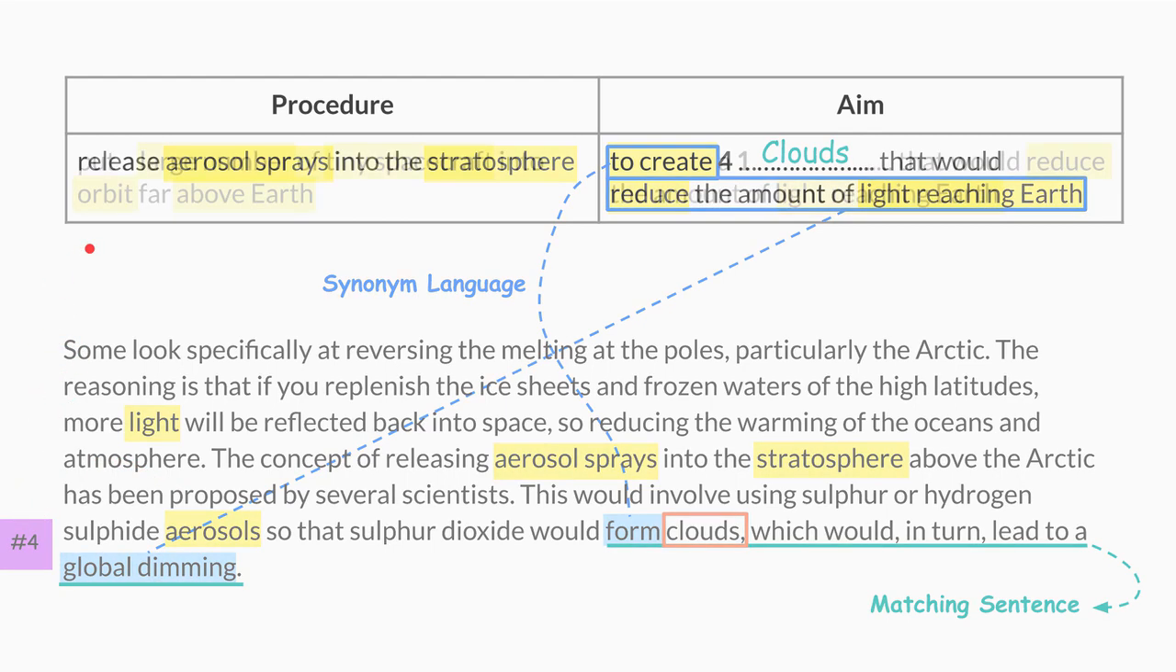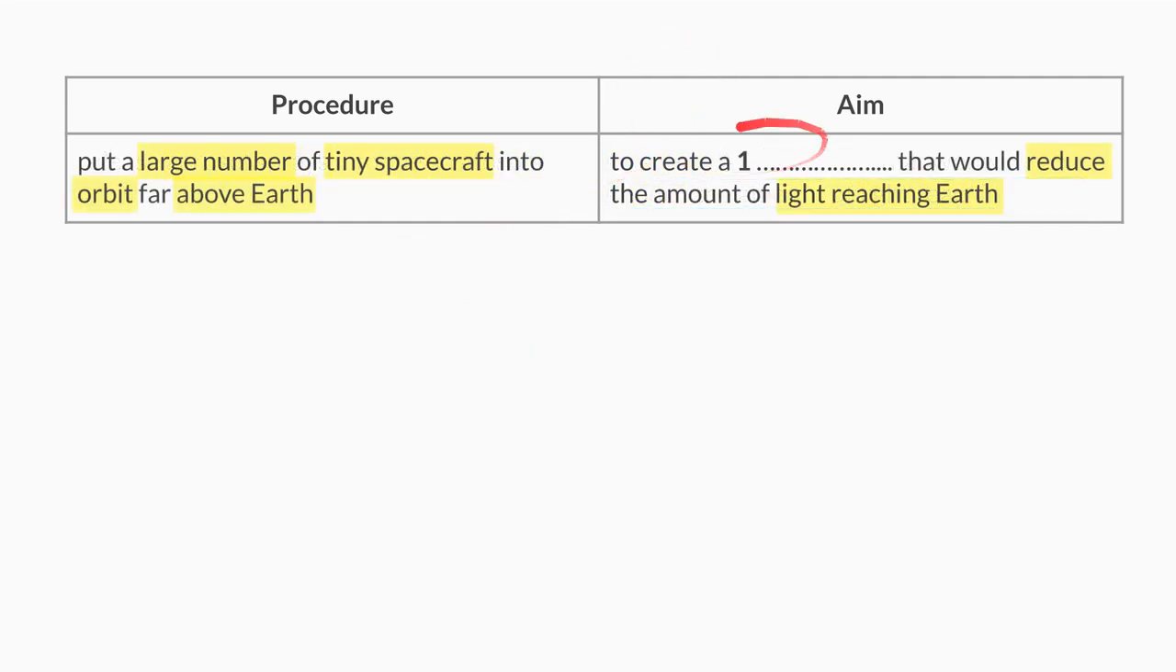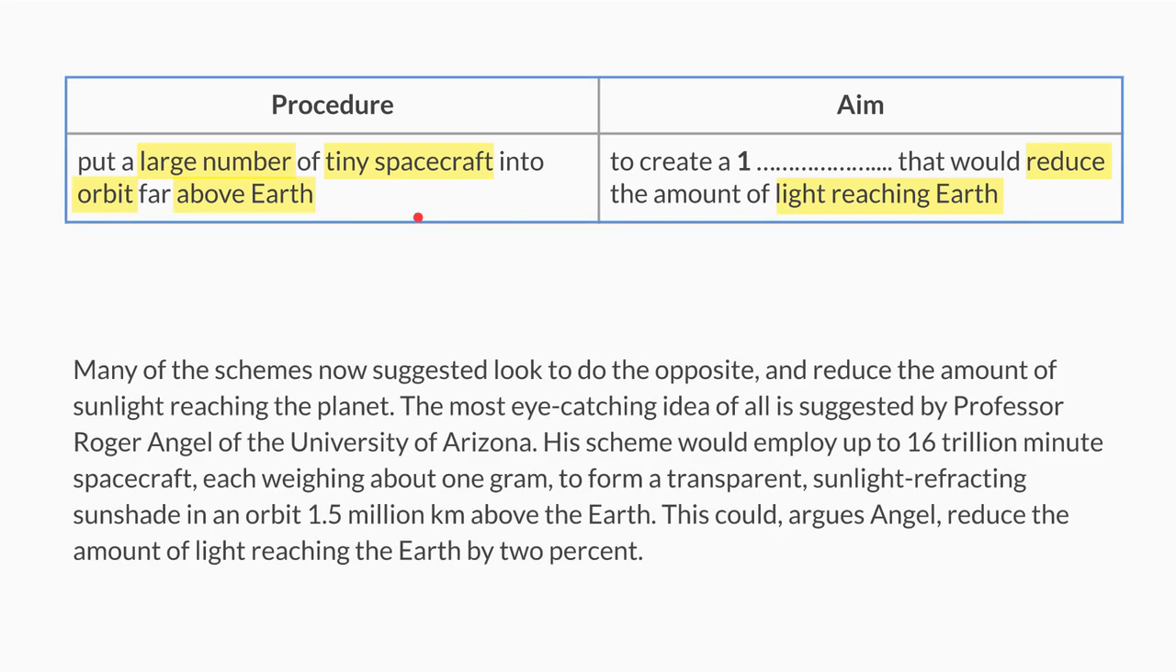So let's move on to our other questions now. Let's move on to number 1, because I think that tiny spacecraft is another good keyword that we should be able to find relatively easily. So once you have the keywords in the question, in the sentence, then you would go back to the reading passage and you would start scanning for these keywords. So here we go. Let's scan for these keywords. Here I see something about reducing the amount of sunlight reaching the planet. All right, that's that right there.